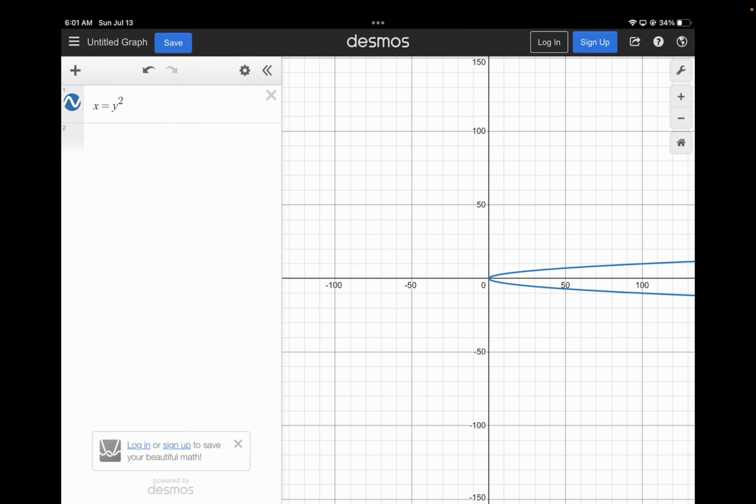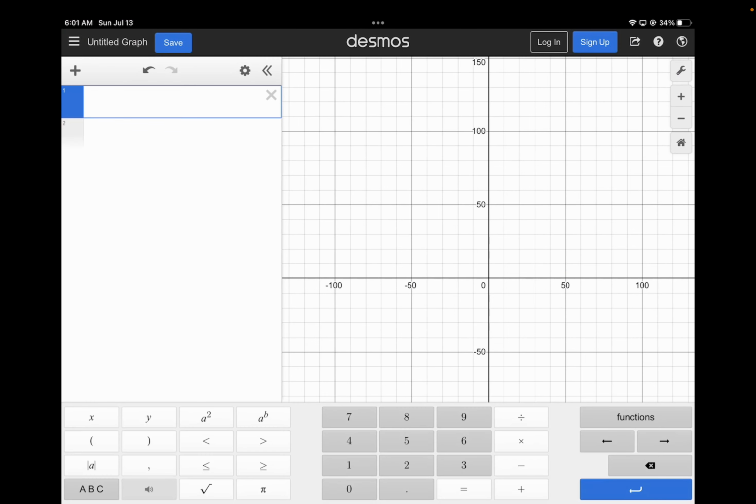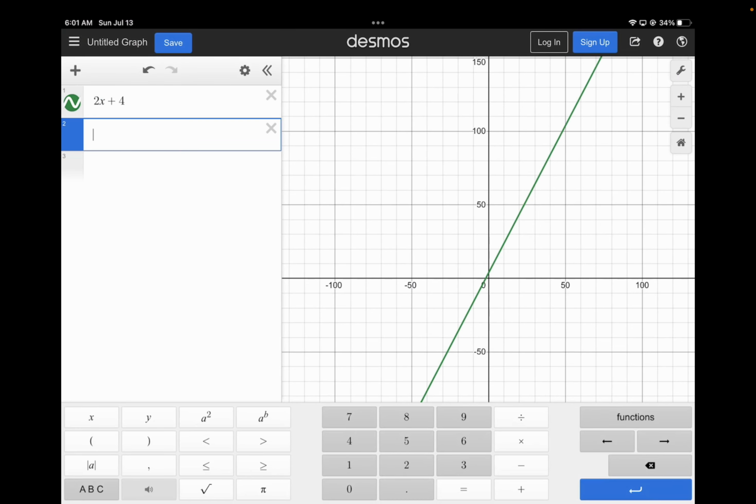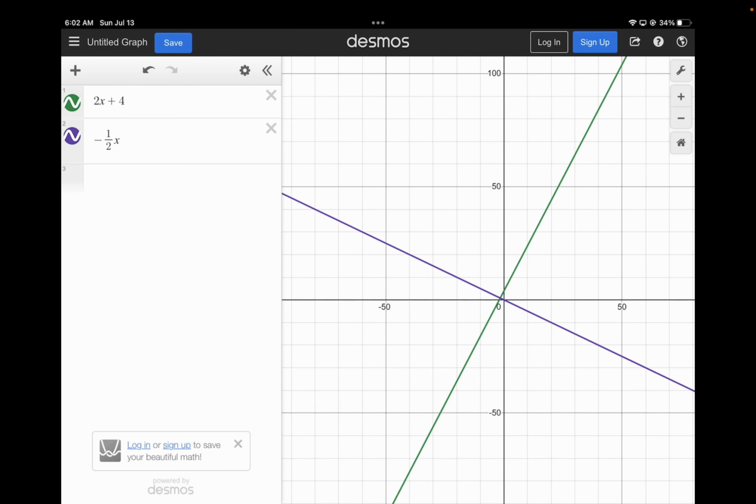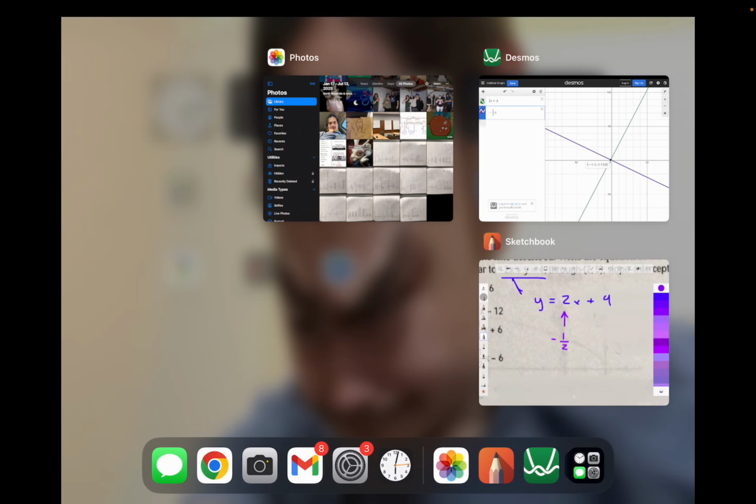And we could see this in play. So if I did 2x plus 4, and then if I take the reciprocal, -1/2, this is the line that's 90 degrees to the line we originally have.